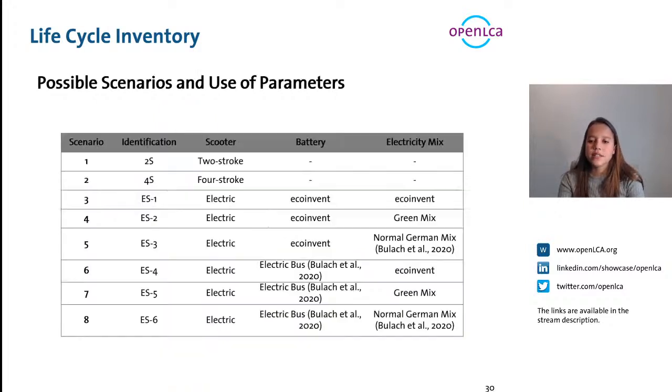For instance, as you can see in this slide, we are considering one scenario for the two-stroke scooter. That's the first model graph that I showed you. The second scenario is for the four-stroke scooter, and then 6 more for the electric scooter. I will show how to do this in some minutes in openLCA. Here you can see scenario 3, which is electric scooter 1, where we have the battery from Ecoinvent and the electricity mix from Ecoinvent. In the others, I changed the battery or the electricity mix. And how can you do this?